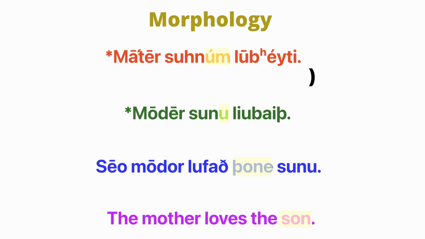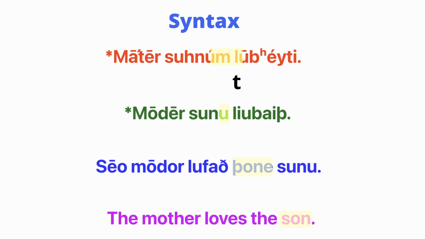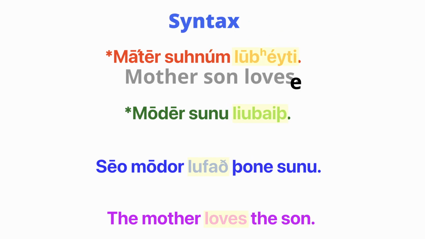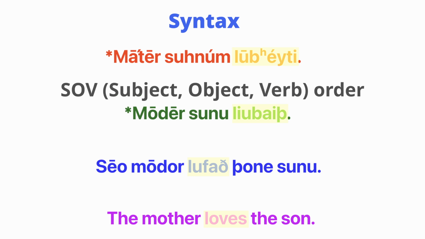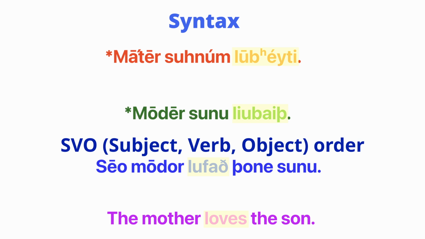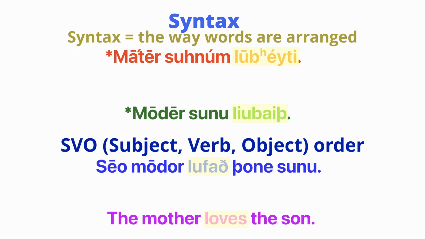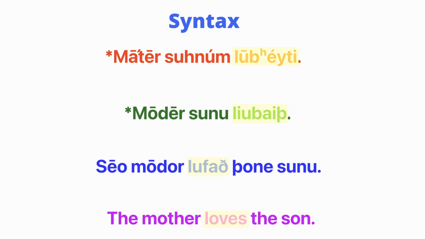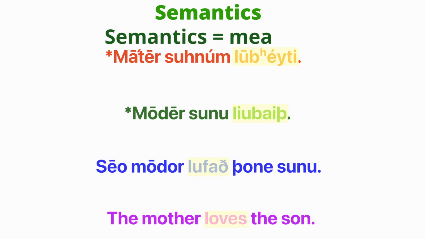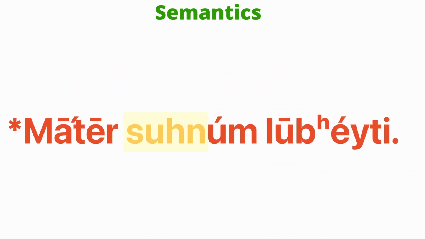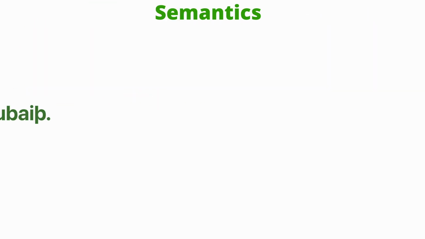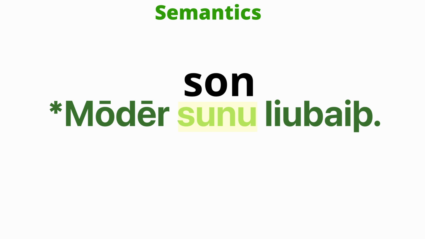The next change is syntax. Look at this word, which meant to love. In the first sentence, it's at the end. This is subject-object-verb or SOV order. Later on, it switched to subject-verb-object order. Syntax is just the way words are arranged. Lastly, semantics is just meaning. For example, this word in the first language means the one that's born and comes from a root meaning to give birth. Eventually, the word changed meaning to just son, losing its original connotation.